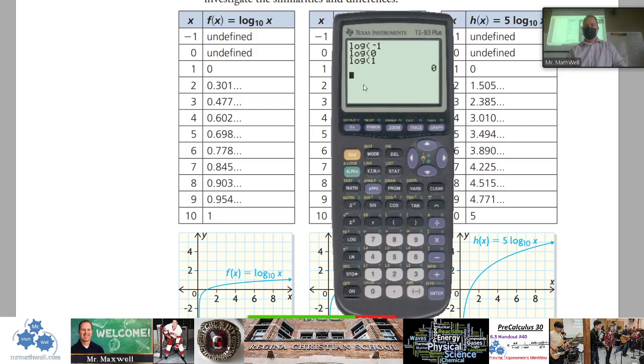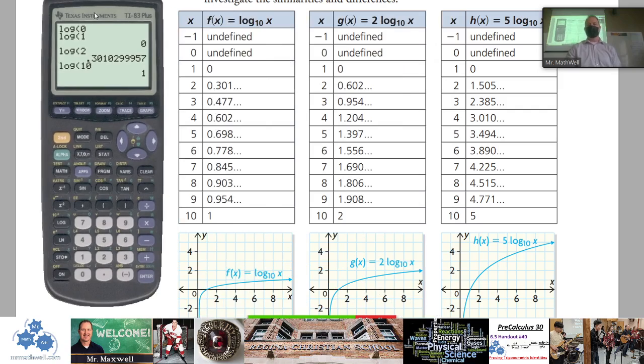Log of 1, and we're confirming this on the graph here, is 0. We're not going to go through all of them, but if you type in log of 2, you're going to get a number, but it's a decimal. As those x values work up to 10, notice how the values go 0.3, 0.4, 0.6, 0.7, 0.8, 0.9, and then log of 10 is 1. Log of 10, base 10, is 1. That's very interesting. A couple of things we notice on all three of these graphs is that log of 1, it doesn't matter what the base is or what the number in front is, is 0 on all three.